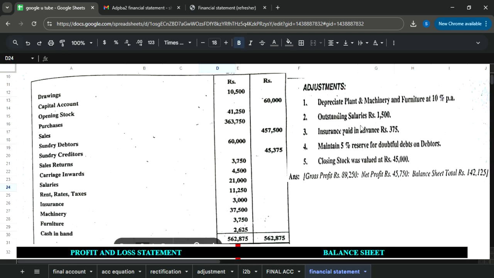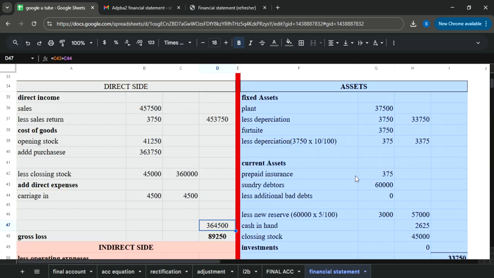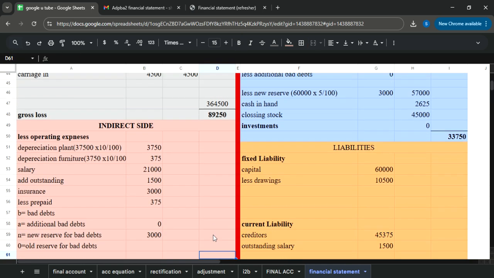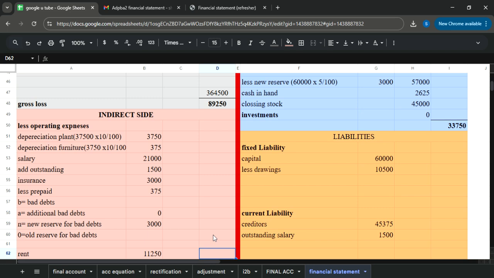And here our gross profit answer is 89250, and we have got 89250. After completing it, now we will be focusing upon our total. Alright, so it means no bad debts were present and no reserves were present.